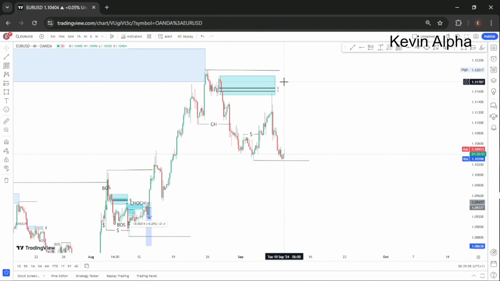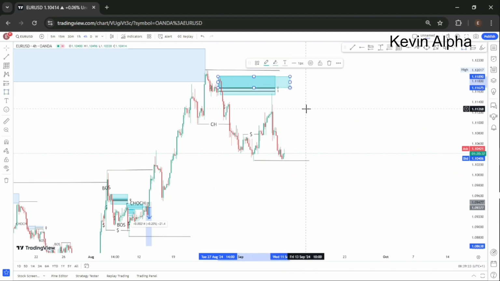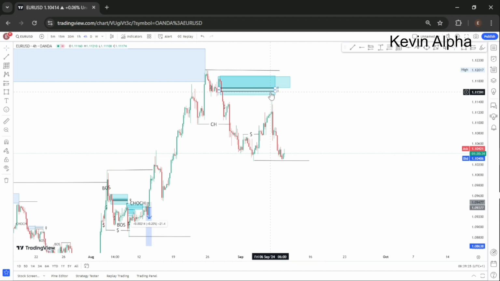Now, that's the fair value gap. Then this green candle, this independent green candle, is the order block in this situation. So we map out the order block, and now we can see that the mitigation happened for the order flow and it went down.